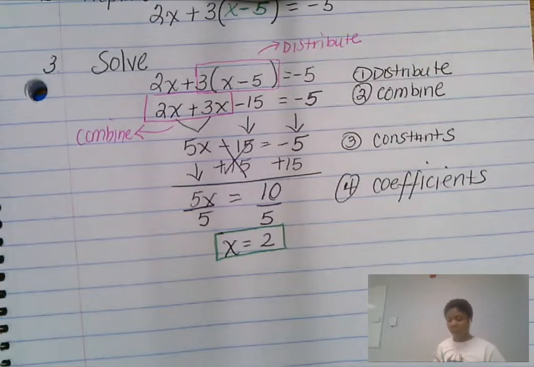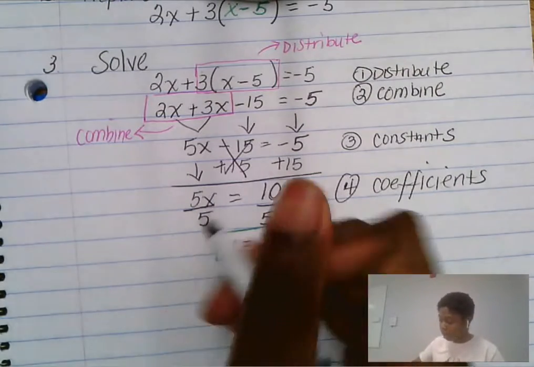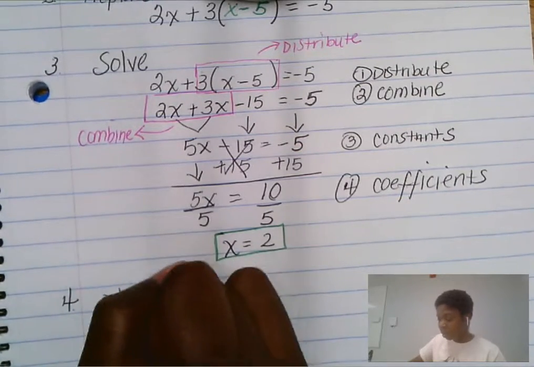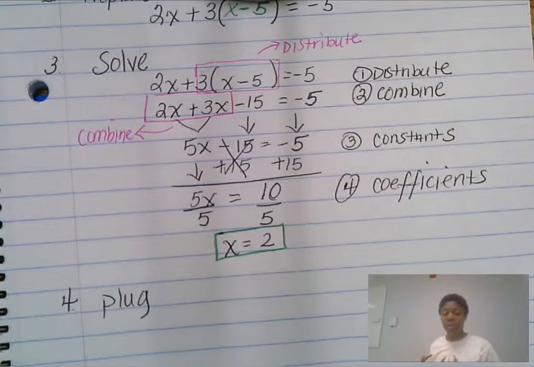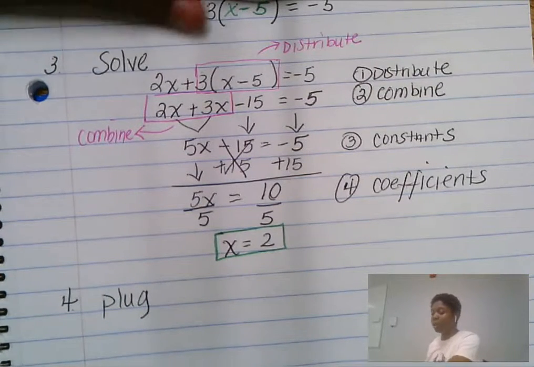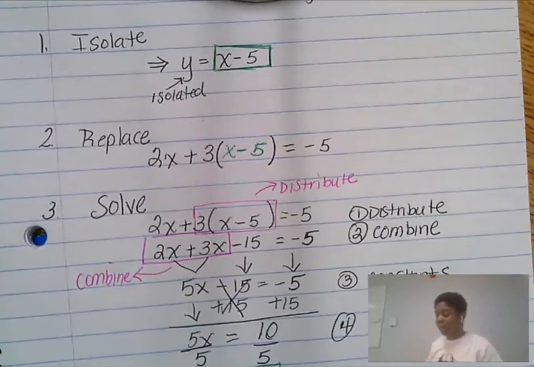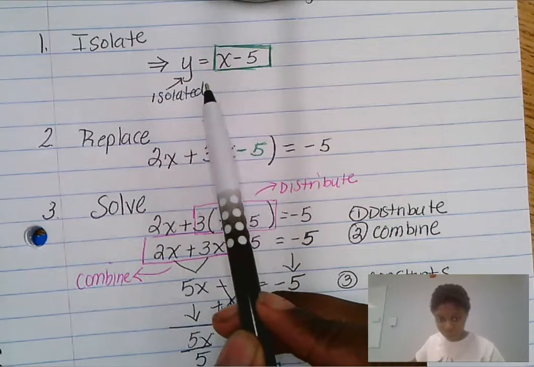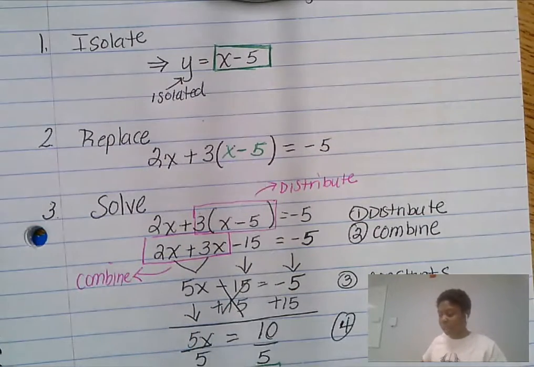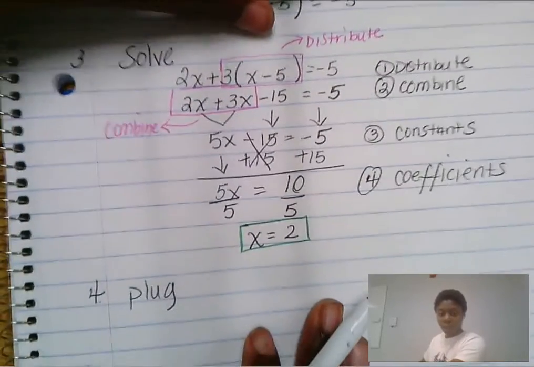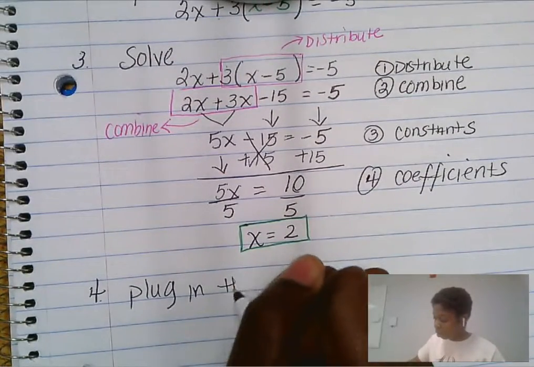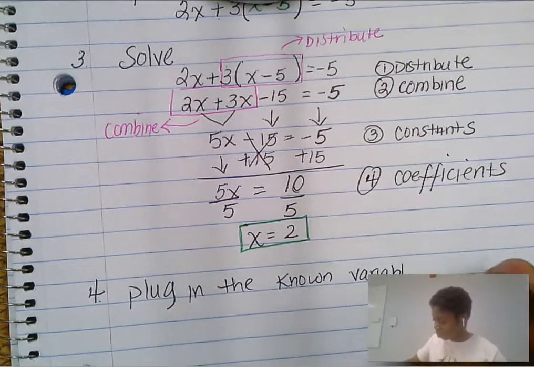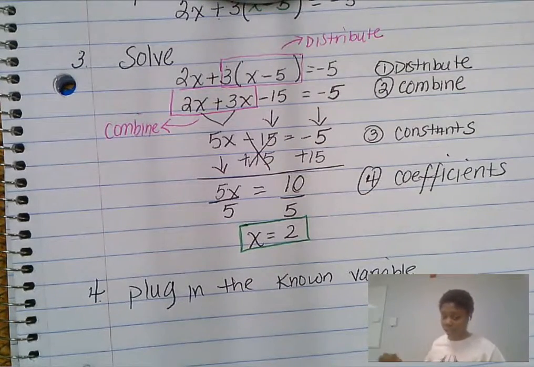For step 4 in our substitution method steps, we need to plug in. So choose any one of your equations. Now the easiest equation to choose is always going to be the one that you already isolated. So here we isolated y is equal to x minus 5. So this will be the easiest equation to use. You don't have to use this, but it is the easiest. So we're going to plug in the known variable.